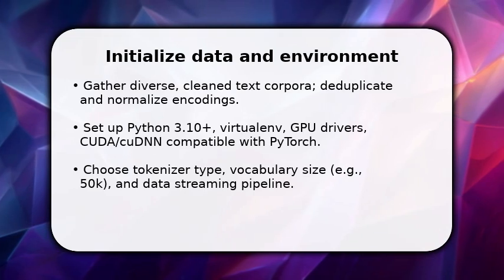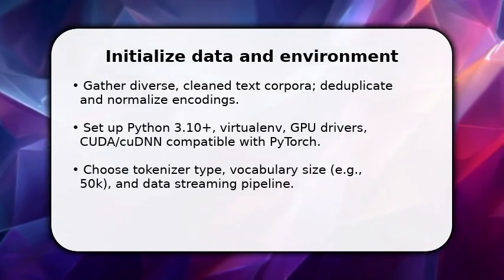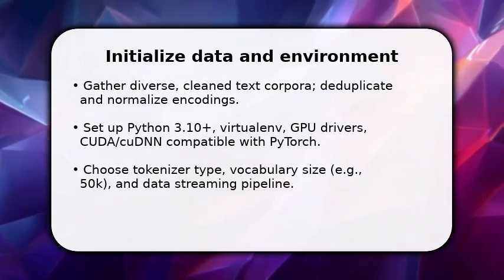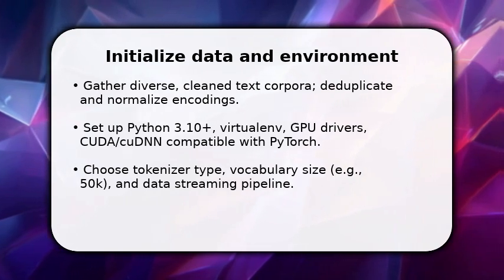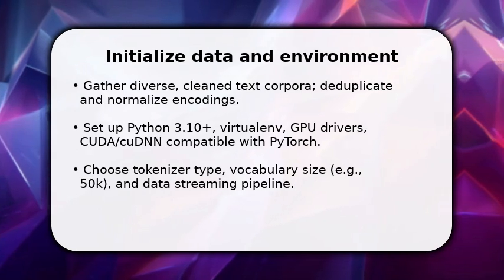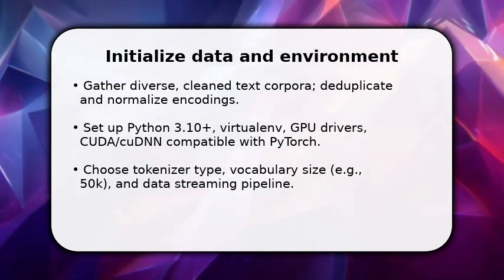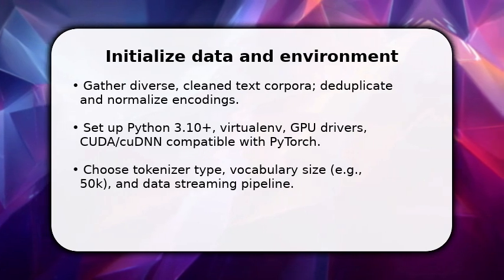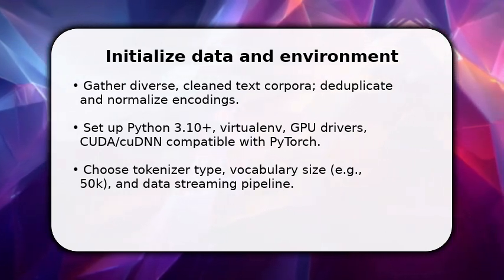You start by preparing your data and environment. This is the first actionable step. You must collect varied, high-quality text and normalize it to UTF-8, removing duplicates and noise. Once done, create a Python virtual environment and install PyTorch with CUDA that matches your GPU.